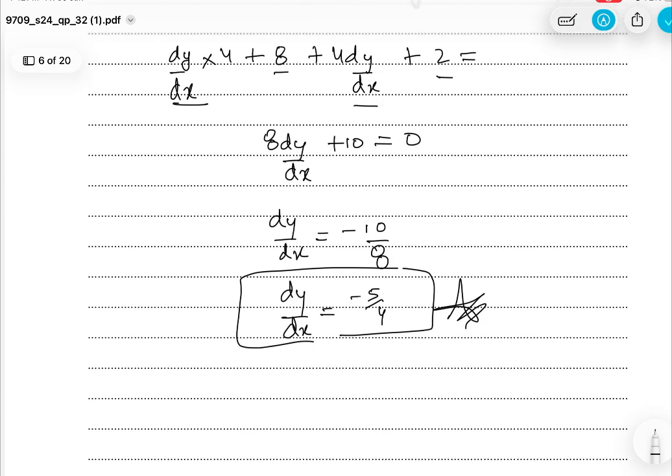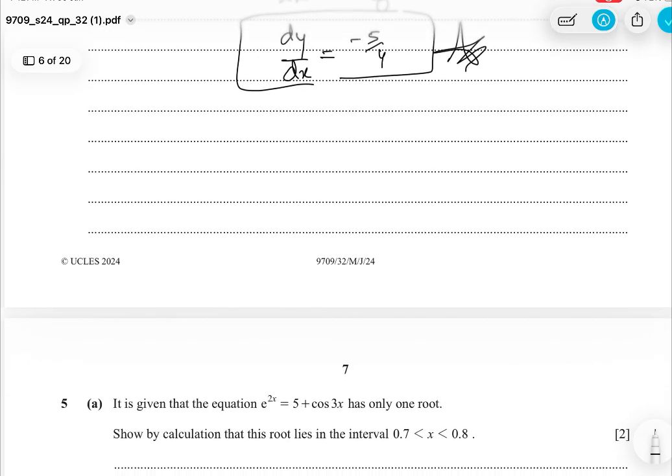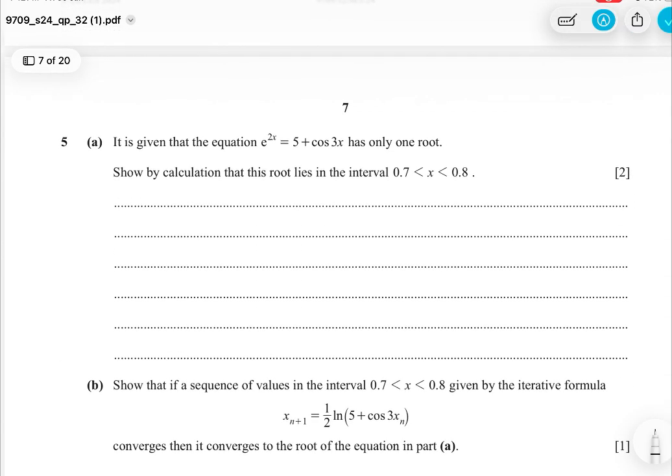Very good. You got this one also correct. Let's move on to the next one now. The next question says, the equation e to the power 2x equals 5 plus cos 3x has only one root. Show by calculation that this root lies in the interval 0.7, 0.8.